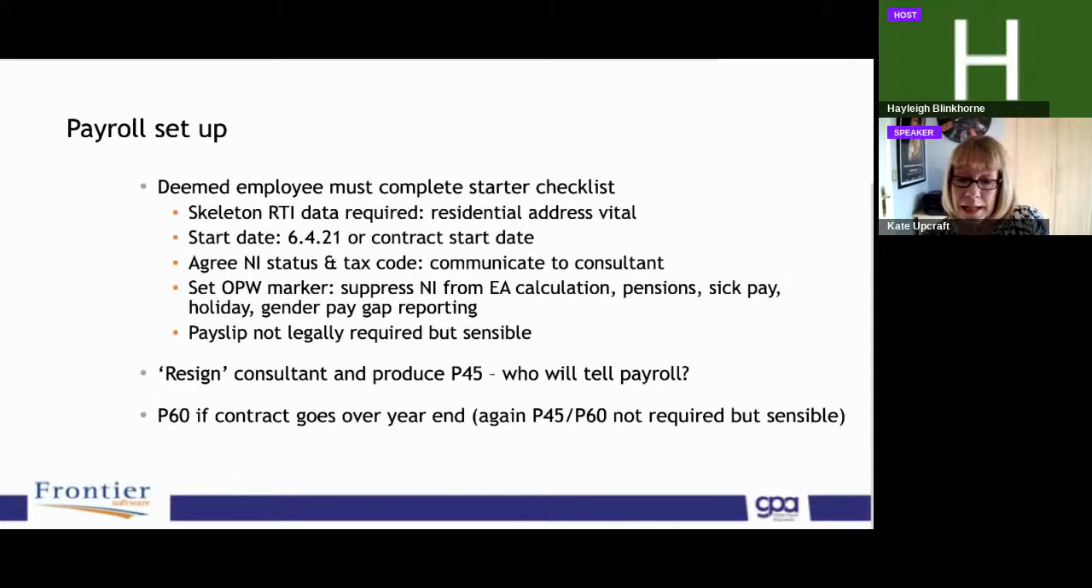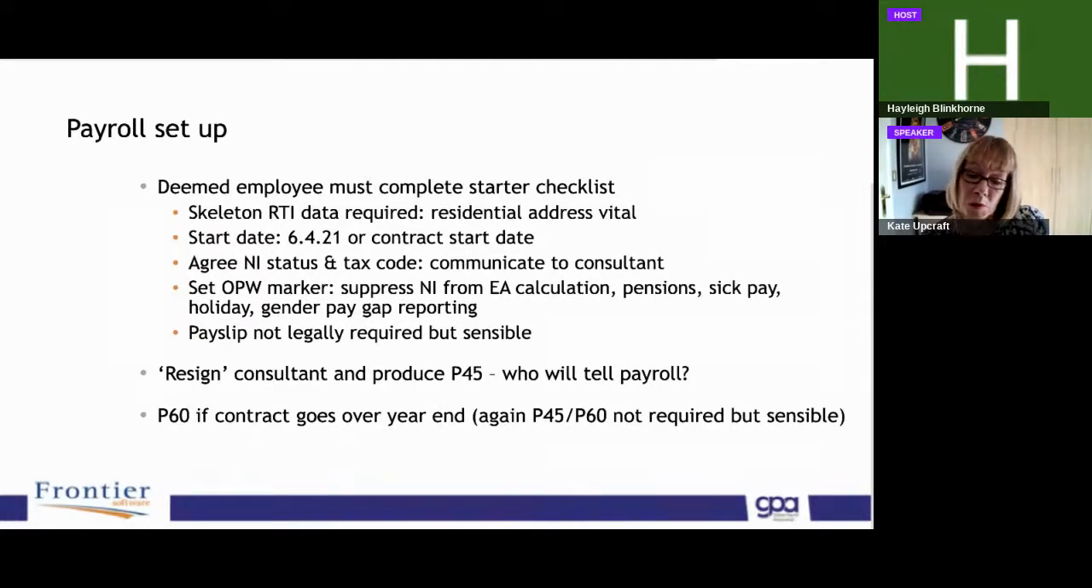You need to allocate them a start date, even though they're not earning service with you, in order to set up the records. That'll either be the 6th of April if they've already been working with you, or the date of the start of the contract. You'll agree their national insurance table letter for social security purposes and their tax code, just as you would for any new starter, and make sure the consultant understands what that's going to mean.